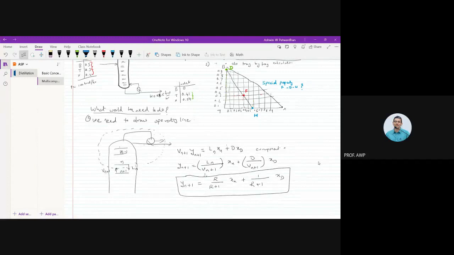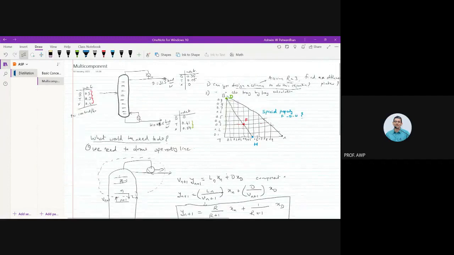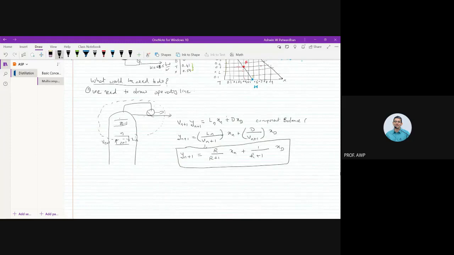Now, how will we do this operating line for n components? We are doing this component balance, no? Component balance for benzene, toluene, or xylene. So this yn plus 1 can be for any component. Sir, we have to find the most volatile component. Why most volatile? This is a material balance, no? Isn't this material balance for any component? Yes, sir. This y and x is for any component. For all components, the material balance has to be valid. Or are you saying the material balance is valid only for the more volatile component? No, sir.